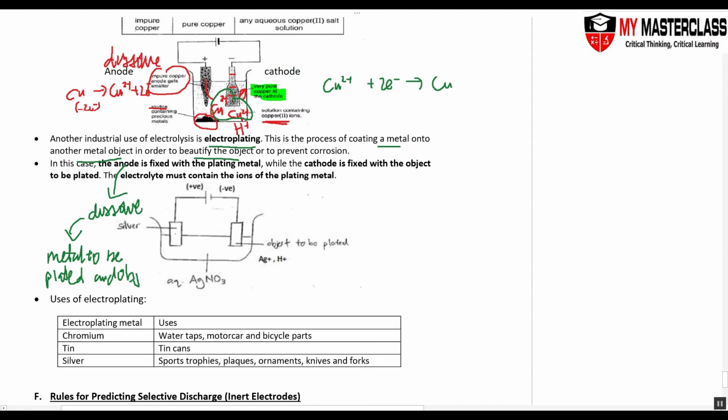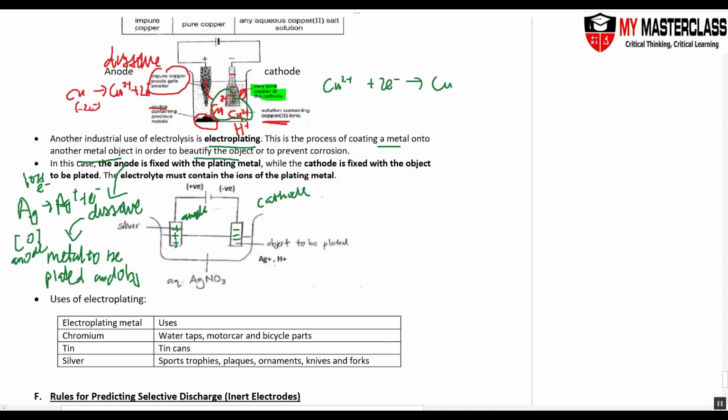If I put pure silver here, it means I want to plate the object with silver. Because the anode will dissolve, my Ag will dissolve to form Ag+ and electrons. This is losing electrons. Oxidation takes place at the anode. So this part is your anode, the positive plate, because your anions get attracted. The object to be plated will be the negative plate. This is your cathode.